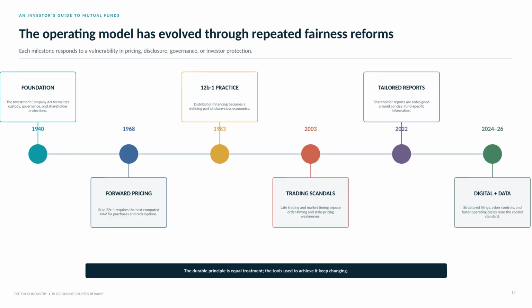The operating model has evolved through repeated fairness reforms. The Investment Company Act of 1940 established the foundation for custody, governance, disclosure, and shareholder protection.